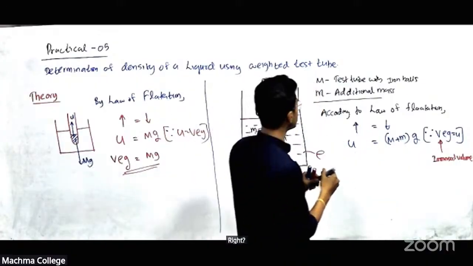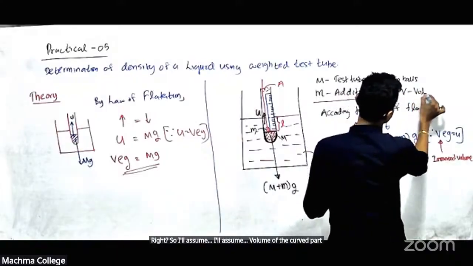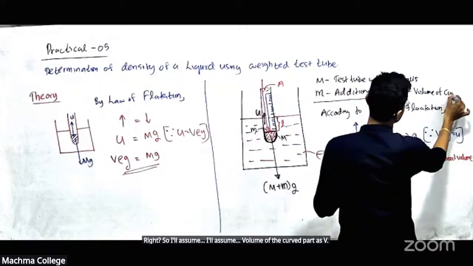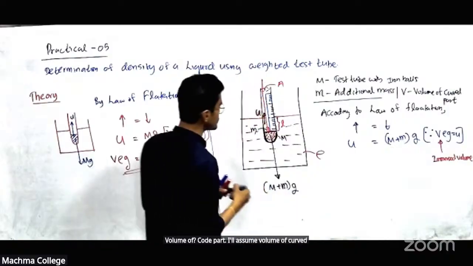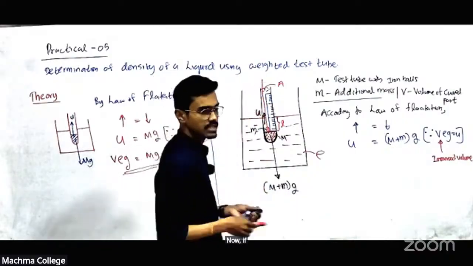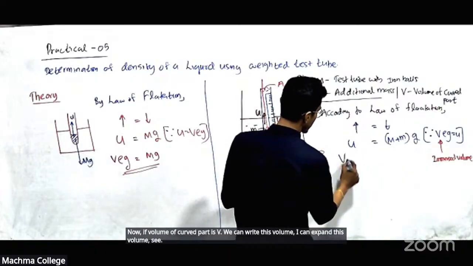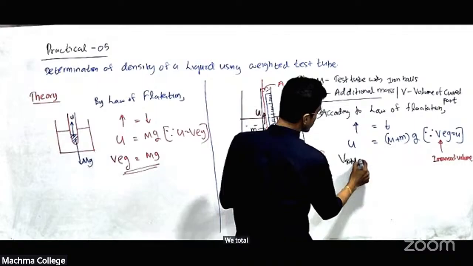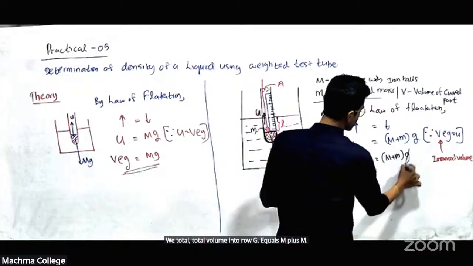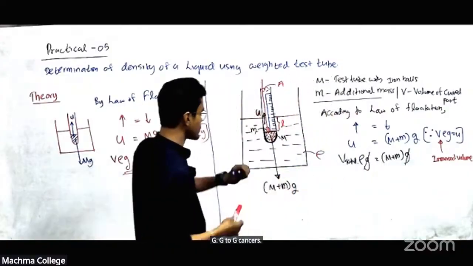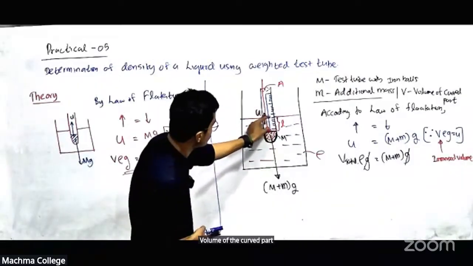So I'll assume the volume of the curved part as V. Now, if the volume of the curved part is V, we can write this volume. I can expand this volume. See, this is V total. Total volume into rho G equals M plus M G. G to G cancels. Total volume consists of the volume of the curved part plus the volume here.